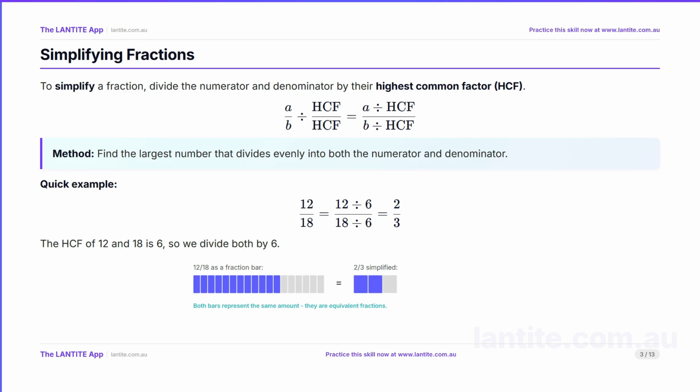Let's start with simplifying fractions. To simplify a fraction, you divide both the numerator and the denominator by their highest common factor, or HCF. For example, 12/18. The HCF of 12 and 18 is 6. Dividing both by 6 gives us 2/3. You can see in the diagram that 12/18 and 2/3 cover the same proportion of the bar. They represent the same amount.